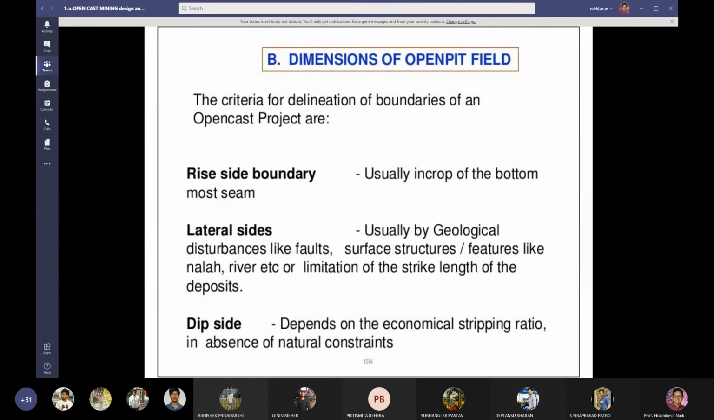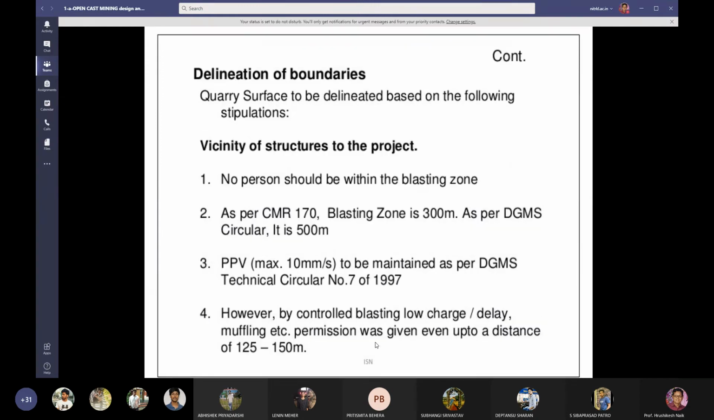Then you have to study the deep side of the property, which depends on the economical stripping ratio in absence of natural constraints. Then you have to delineate the boundaries, the surface mining boundary. The quarry surface is to be delineated based on the following stipulations, like vicinity of structures to the project. What are the structures available nearby the mine?